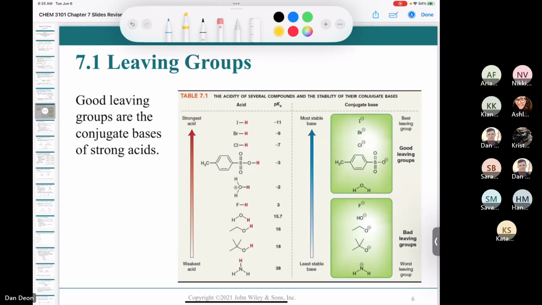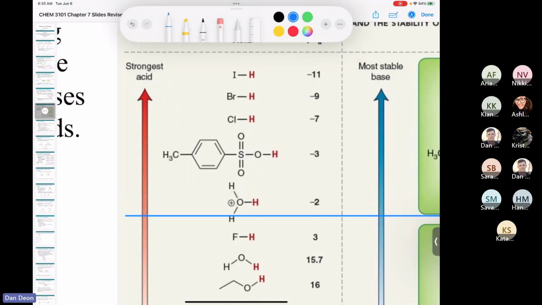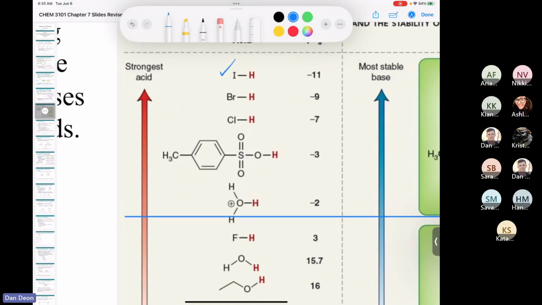So a couple of things. First thing is you notice there's a cutoff in the line here, okay, where you go from good leaving groups to bad leaving groups, okay? So what makes a good leaving group? Well, I've said this to you many times. It's the conjugate base of a strong acid. So let's take a look at some strong acids. Is HI a strong acid? Heck yeah, it's got a pKa of -11.